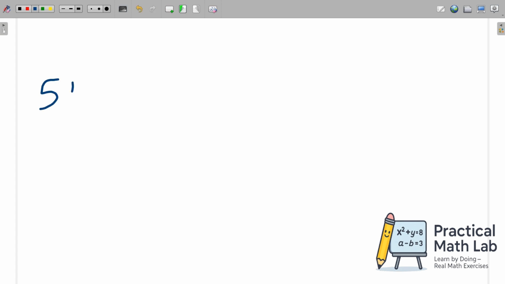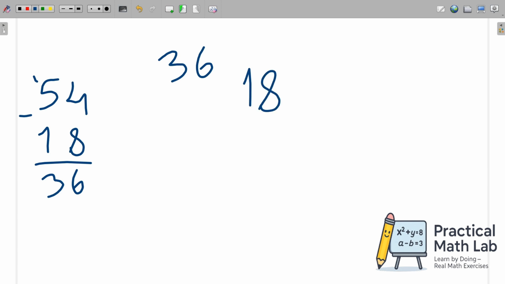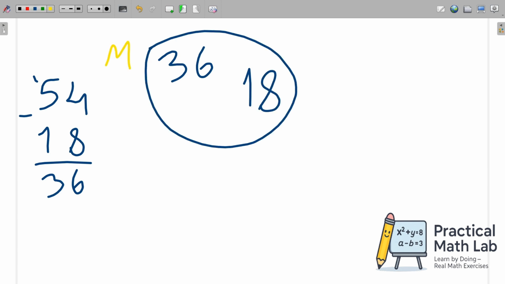If we have 54 in the math club minus those who are in both, let's see, you can't subtract 8 from 4. So borrow 1 here, it becomes 14. 14 minus 8 is 6. Now it's 4 minus 1, that's 3, so 36. So we have 36 and 18 who participate in both. This here is the math club group.